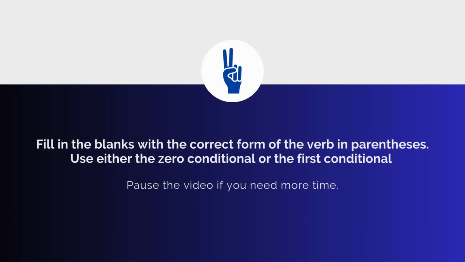Now, it's your turn. Take this test and check your understanding of the zero and first conditionals. Fill in the blanks with the correct form of the verb in parentheses. Use either the zero conditional or the first conditional. Pause the video if you need more time. Good luck!